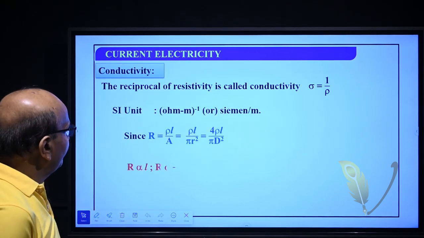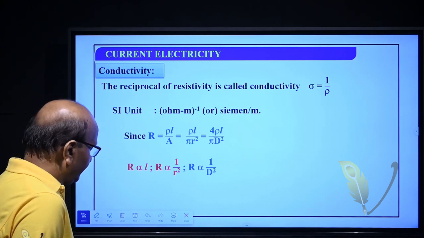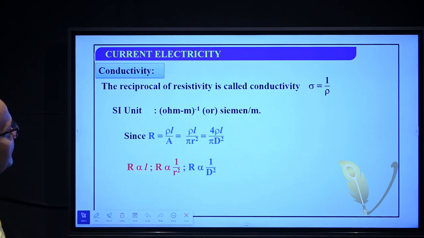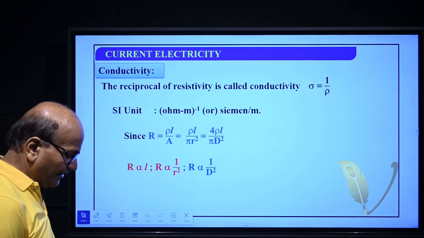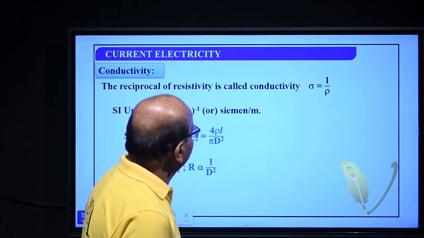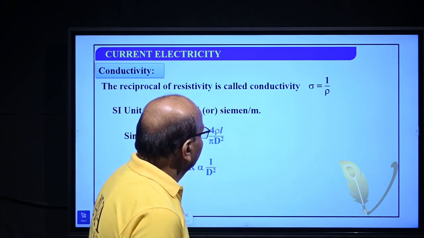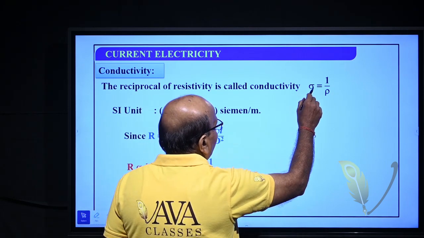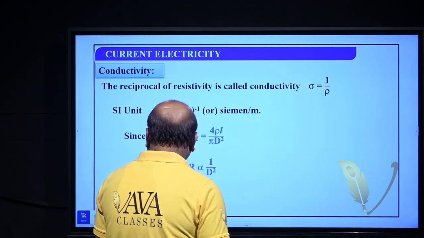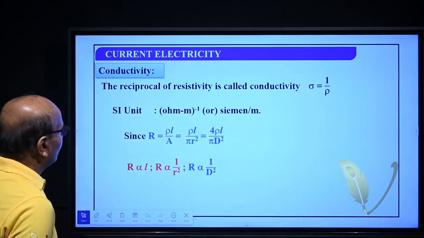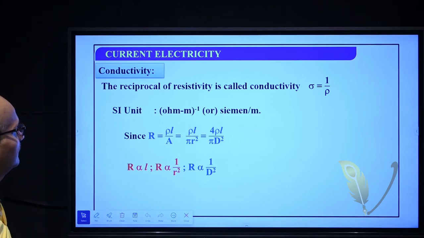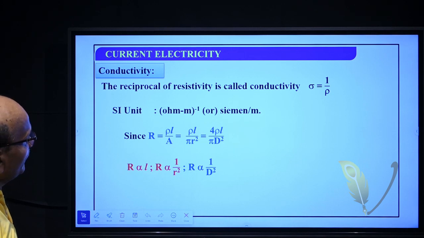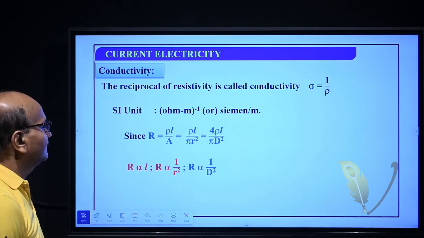Now we will see conductivity. The reciprocal of resistivity is called conductivity. So conductivity sigma is equal to 1 by rho. And the SI unit is ohm inverse meter inverse. Ohm inverse we also call Siemens. So Siemens into meter inverse.